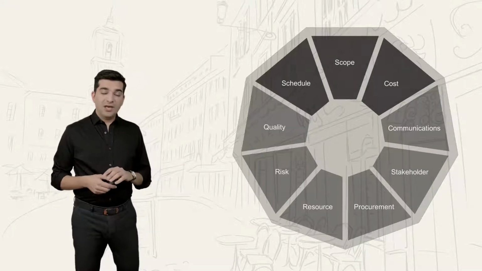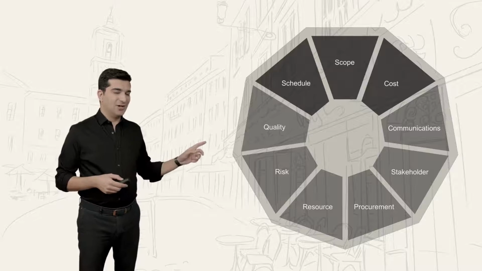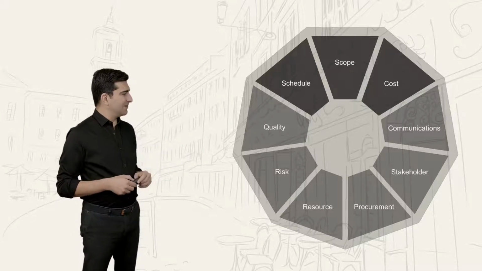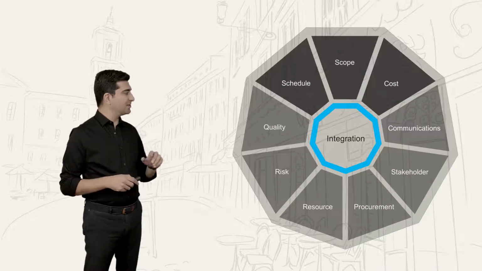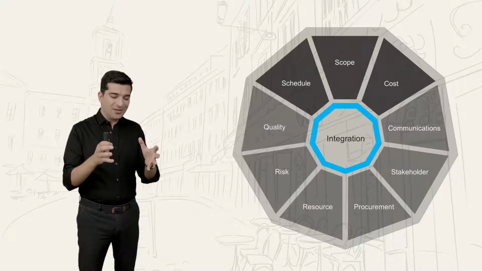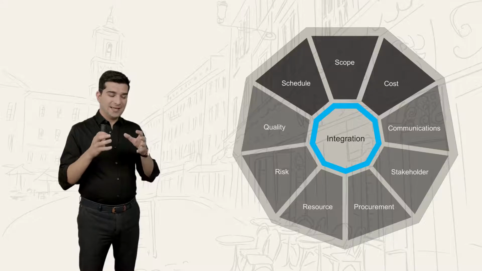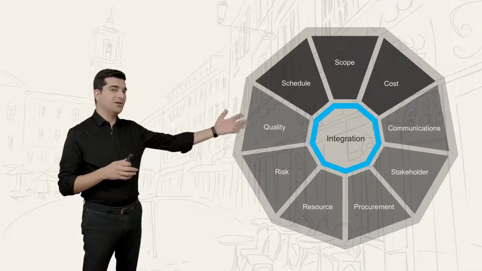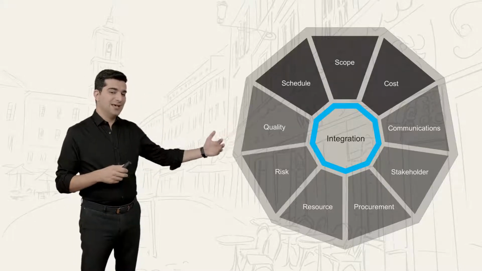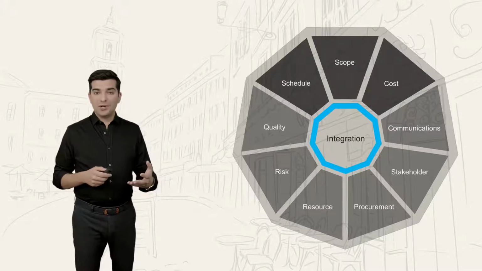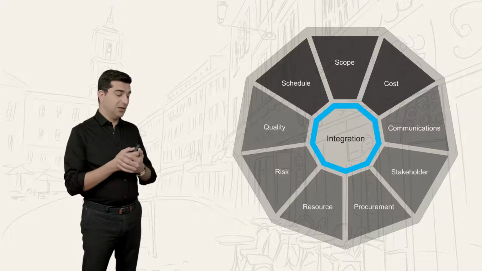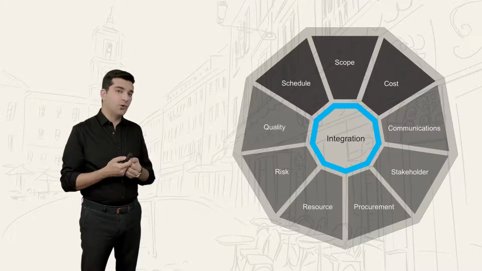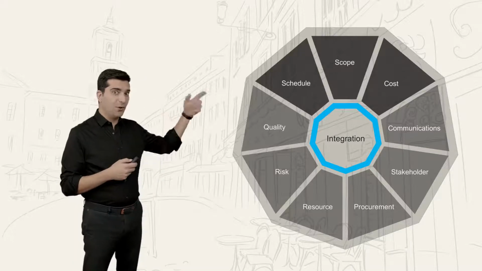That's why in the PMBOK guide we have another knowledge area, and that's in the center, the integration knowledge area. That's our 10th knowledge area, and that contains everything that has to do with all other knowledge areas. This change control is one of them. It can be about knowledge management. It can be, for example, some performance measurements, because they have to do with all of these.